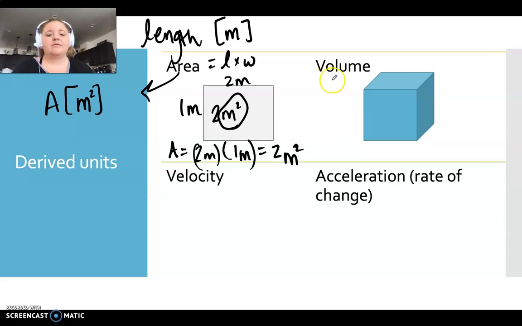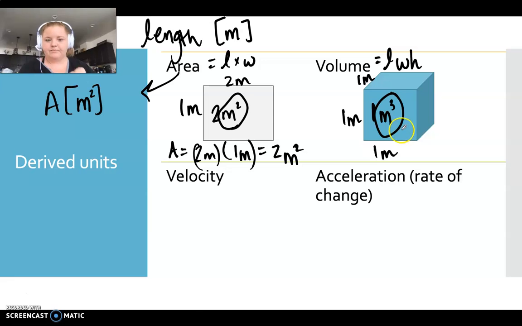Now we can do something similar with our volume. Remember, volume is length times width times height. So I have some sort of length here, which looks like a perfect cube, so I can say it's 1 meter by 1 meter by 1 meter. So my length times width times height, and of course, 1 times 1 times 1 is 1. And then meter times meter times meter is meters cubed. So again, my derived unit now is meters cubed.